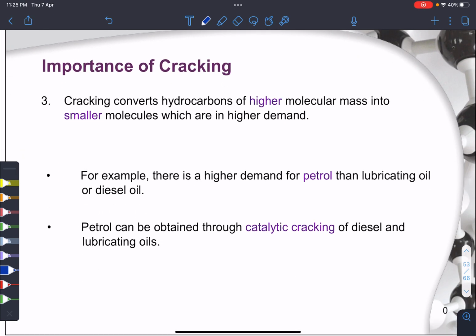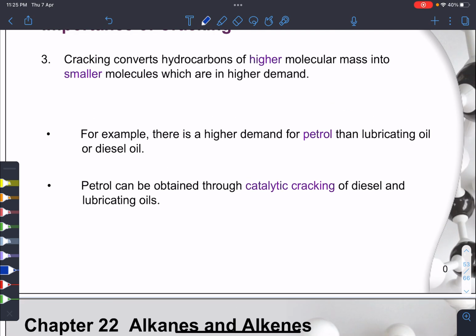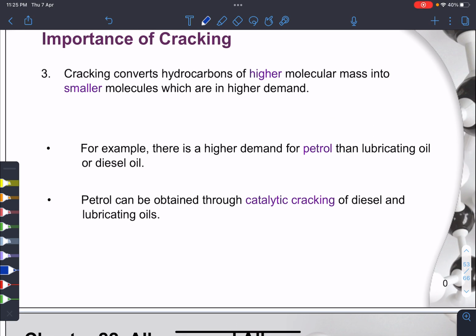And then, as I said, it changes the larger mass one to smaller mass, which is more useful. So in a sense, it's converting your not so valuable things into more valuable things. Or a more extreme example is like converting your trash into money, essentially, in some sense. Okay, maybe not trash, but you get the idea here.